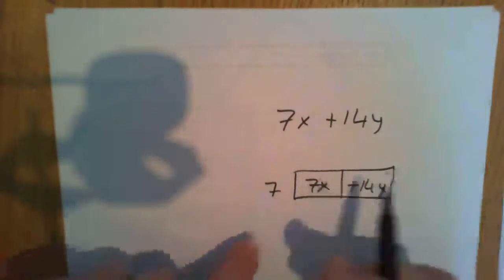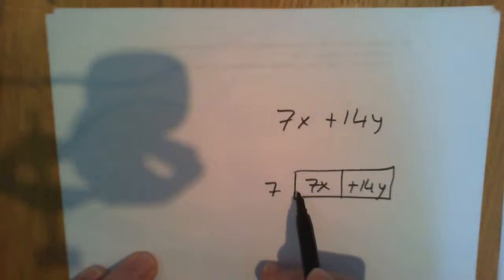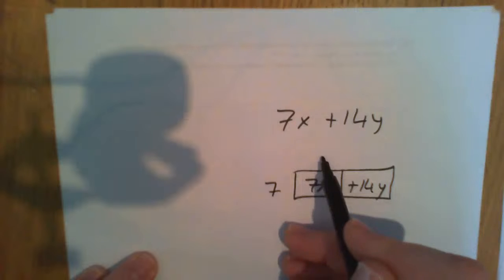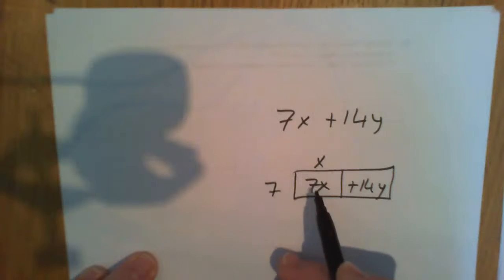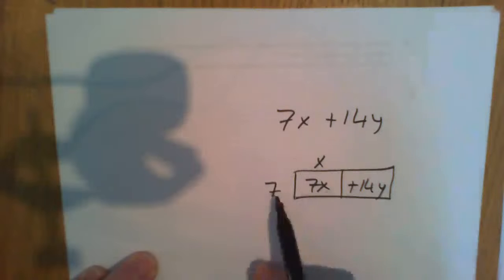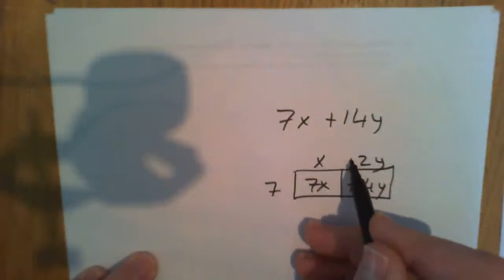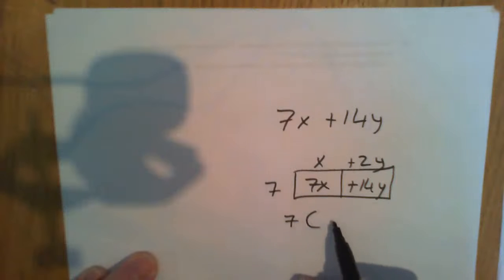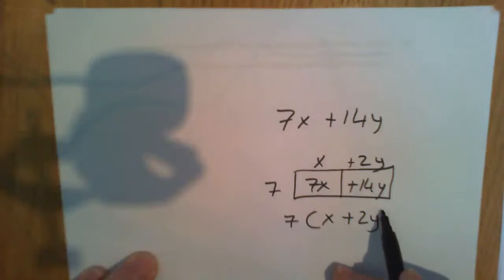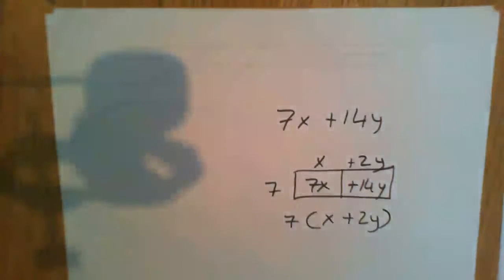Okay, so divide it in. 7 times what will give me 7x? 7 times x will give me 7x. 7 times what will give me 14y? Well, it's just 2y. So my answer is 7 times x plus 2y. That multiplies out to give me that. Okay, we'll try another one.